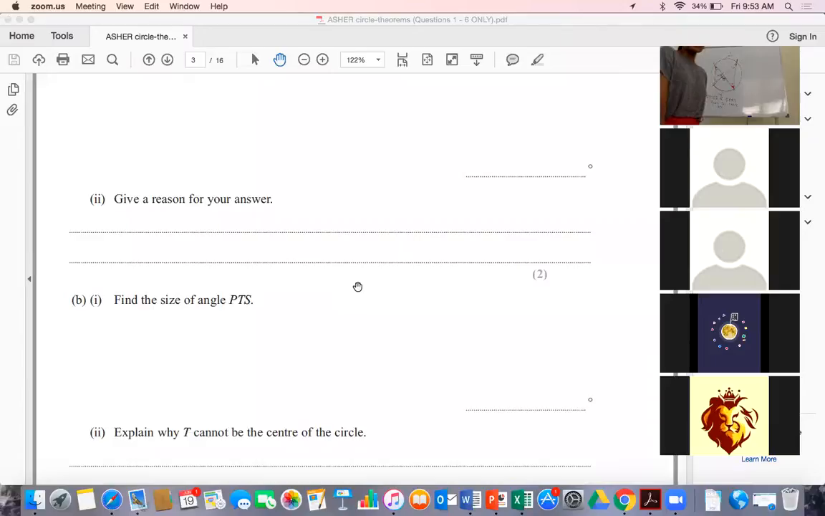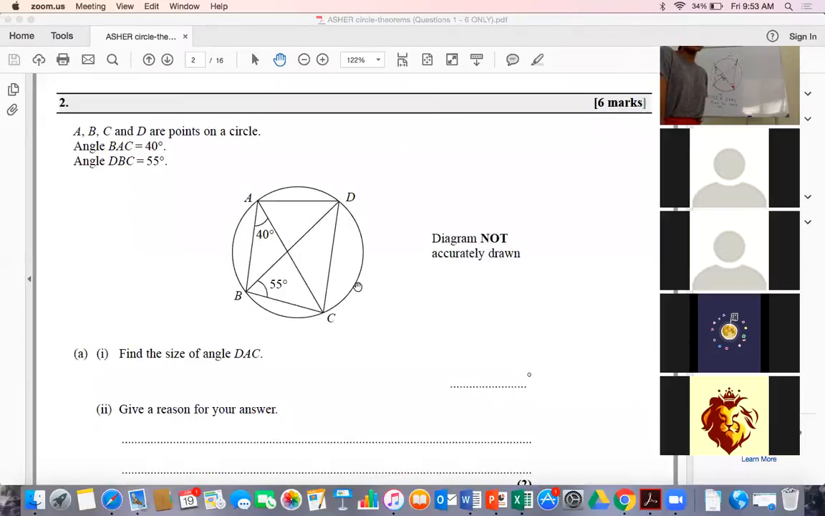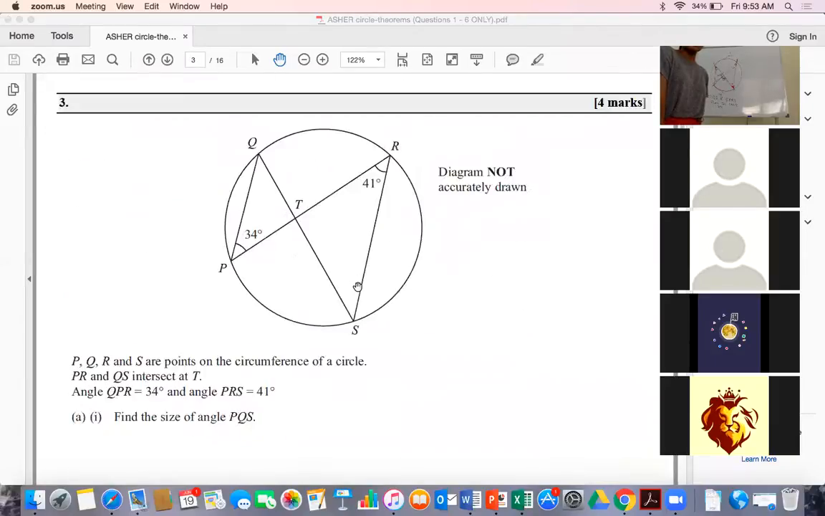Okay? Explain why T cannot be the center of the circle. I initially wrote that if T was the center, the length from PT to TR would be the same, but then it was wrong, because I asked my tuition teacher, and she said it was wrong. Actually, the thing is the angle at the center is double the angle at the circumference.